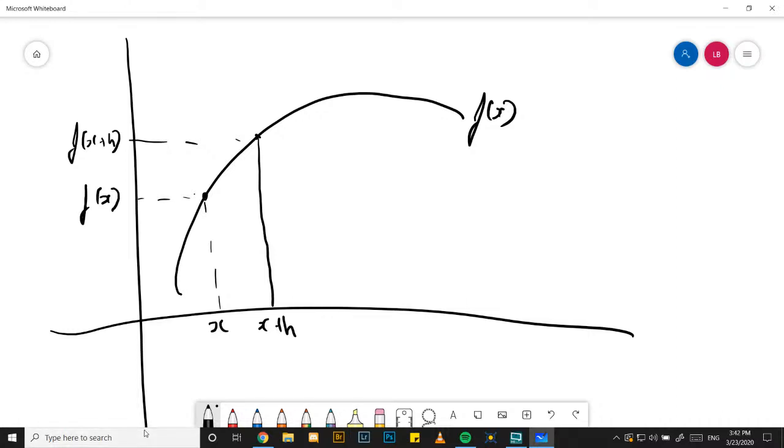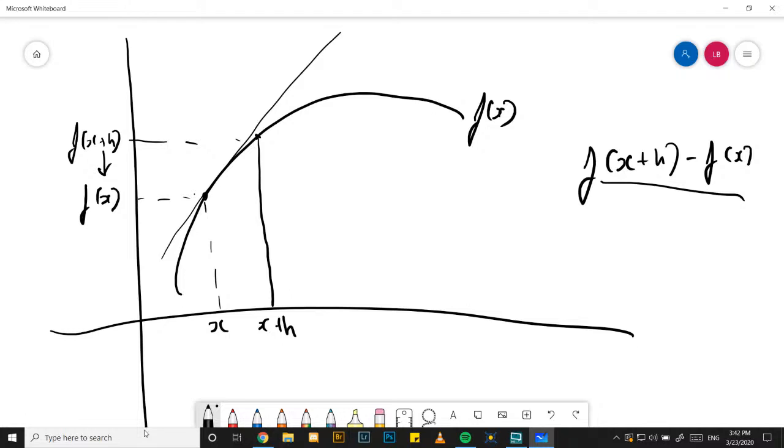So if we wanted to look at the slope of this curve, the slope of a line between these 2 points is going to be f of x plus h minus f of x, which is the difference in the y values, over the difference in the x values, which is x plus h minus x, which we know is h. But obviously what we want to find is the slope at any point x. The best way to do this is if h was 0. That would mean that the line is exactly at x and completely tangent to x.